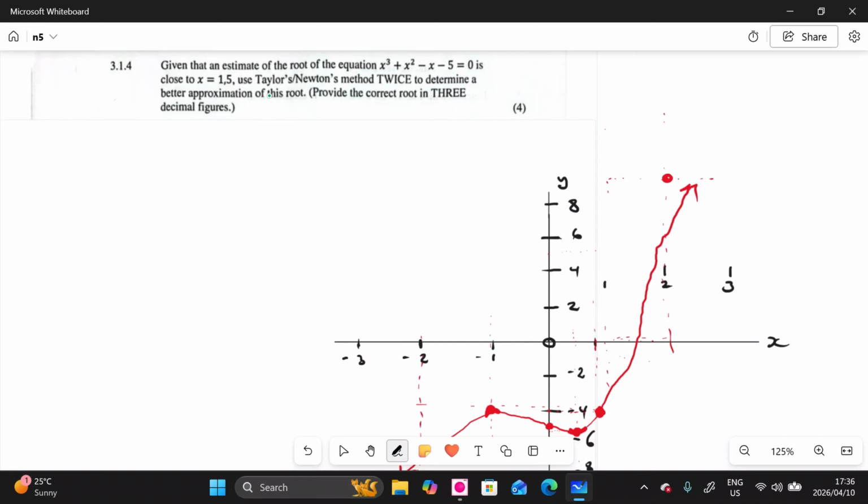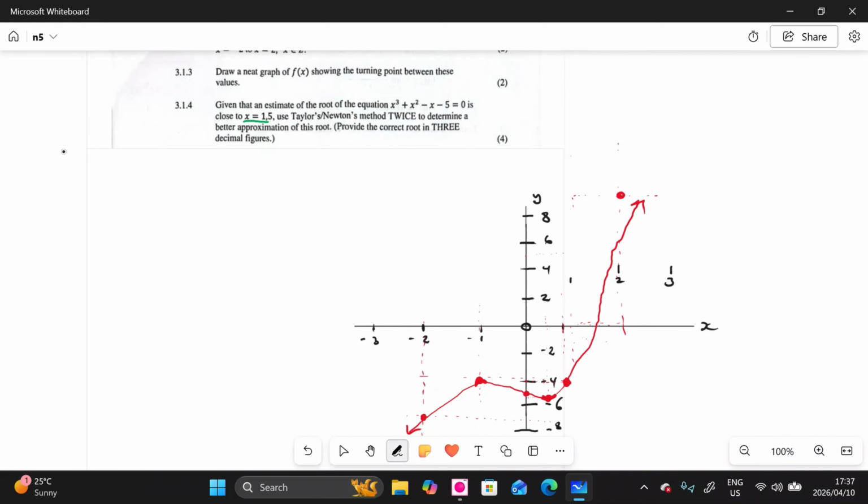Now here we are given an estimated root, which is 1,5 for x. So basically we need to find exactly what this value is. The one that is given to us as an estimation is somewhere there. It could be here, 0,5 could be there, or it could be there. We don't really know exactly where it is, but it is very close to that point. So in order for us to find that, we need to use Taylor's method or Newton's method. So I'm going to zoom down so that we can solve this problem.